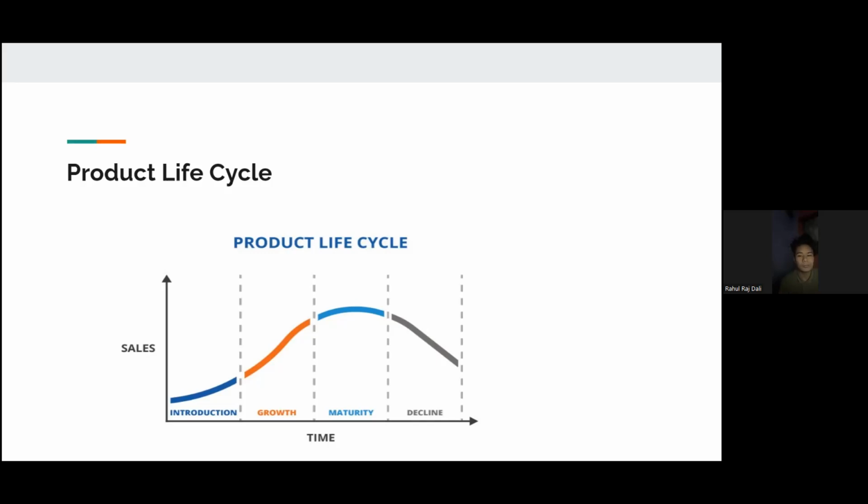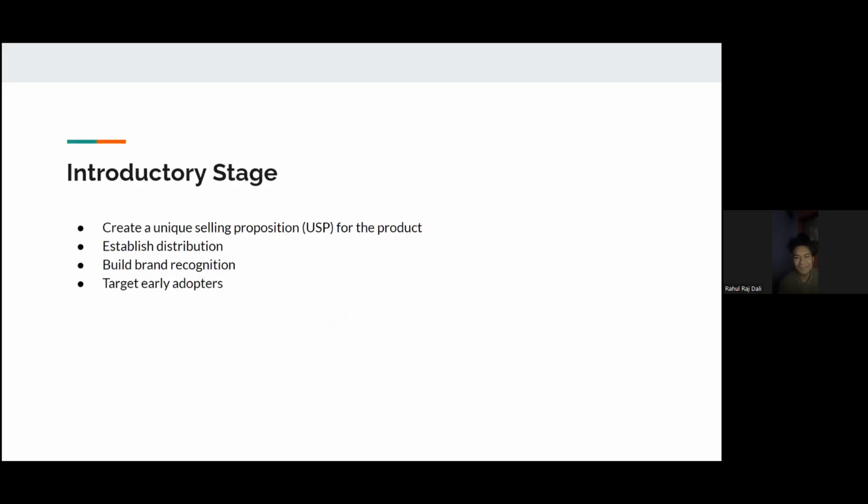Moving forward, next slide, please. Yeah, thank you. Here are some of the marketing objectives that Worldlink will set in each stage of the product life cycle. So first of all, the introductory stage.